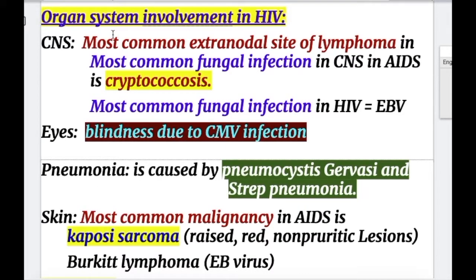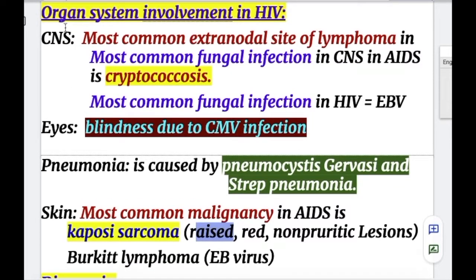Now, organ system involvement in HIV. The main organ systems involved in AIDS are skin, eyes, lungs, and CNS. CNS is the most common extranodal site of lymphoma, and the most common fungal infection in CNS in AIDS is cryptococcosis, and in the eye, the blindness is due to cytomegaloviral infection. In the lungs, pneumonia is caused by Pneumocystis jirovecii and Streptococcus pneumoniae. And in the skin, the most common malignancy in AIDS is Kaposi sarcoma, which has red raised non-pruritic lesions, and Burkitt lymphoma due to EB virus.